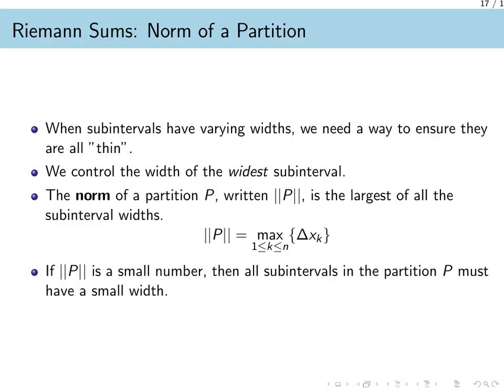To find it, you simply look at the widths of all the subintervals in the partition and pick the largest one. For example, if your subinterval widths were 0.2, 0.4, and 0.5, the norm of that partition would be 0.5. The key insight here is that if we force the norm to become very small, it guarantees that every single subinterval in the partition must also be small, since none of them can be wider than the maximum. This gives us a rigorous way to talk about the partition becoming finer.